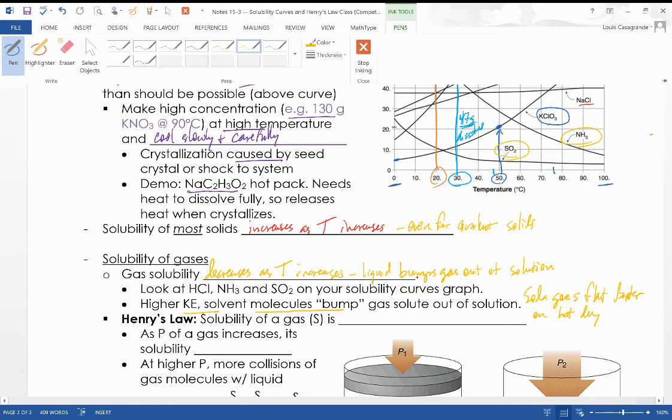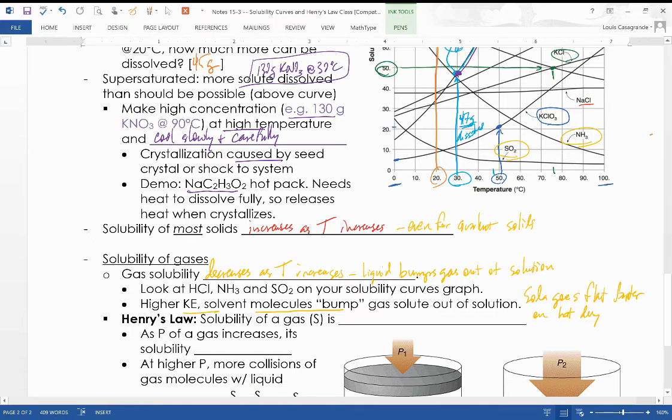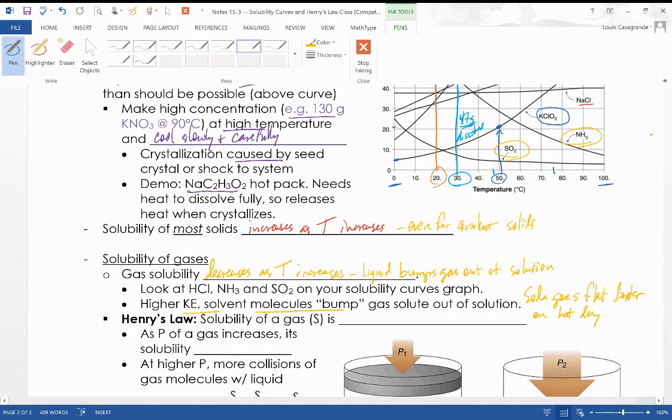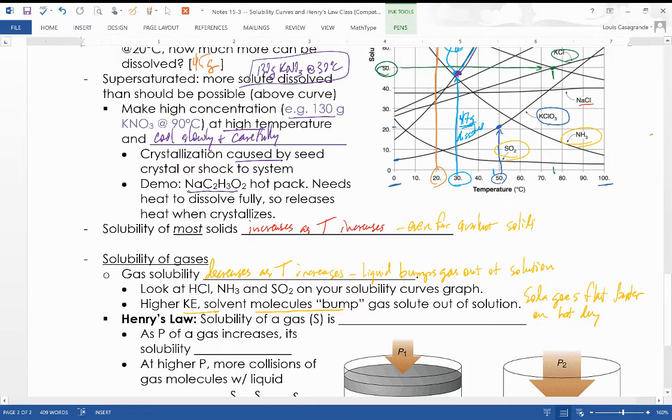Henry's law is basically like the gas laws. It's a statement of how the solubility of a gas changes as a function of pressure. So the solubility of a gas, we're going to call that solubility S. This is really its concentration, because with a gas, the gas is always going to go to its maximum solubility.